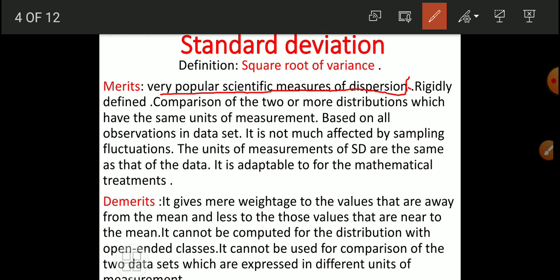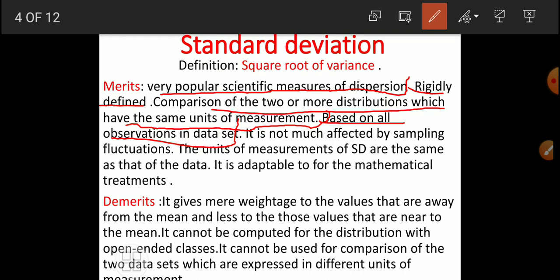It is rigidly defined, its definition is very clear. Comparison of two or more distributions which have the same units of measurement is possible with the help of a standard deviation. It is definitely based on all observations in the data set. All observations are considered at the time of calculation of a standard deviation. So that is also one of the most important merits of a standard deviation.